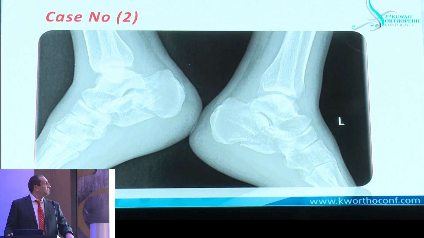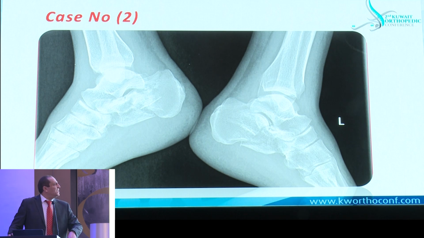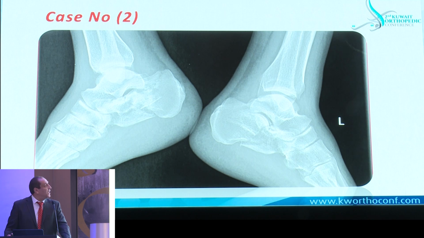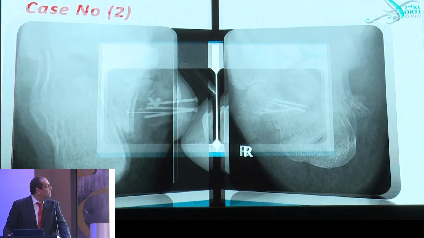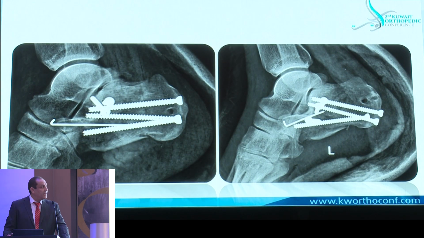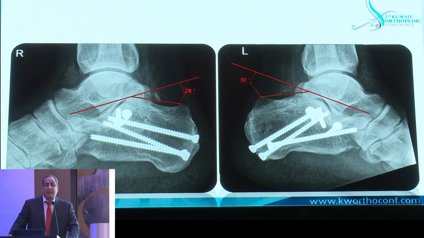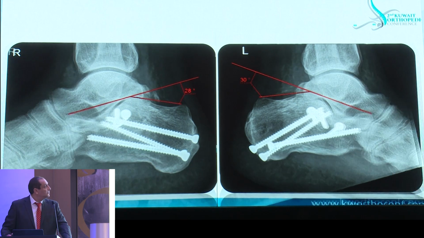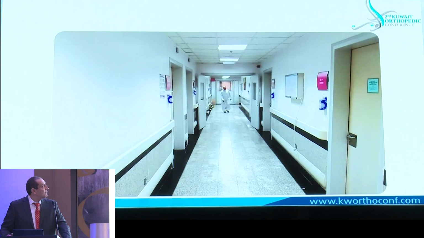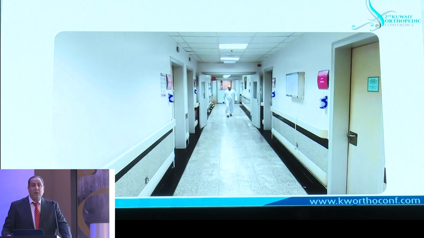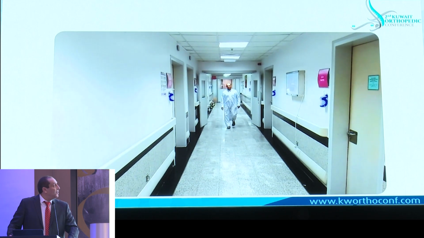The second case, this patient is 31 years old. He fell also from a scaffold, and he has bilateral displaced intra-articular calcaneal fractures, joint depression type. This is the axial view, both sides. And this is the immediate post-op X-ray. And this is the long-term result after 3 years. This is the axial view, both sides. And this is the patient's gait after 3.5 years.